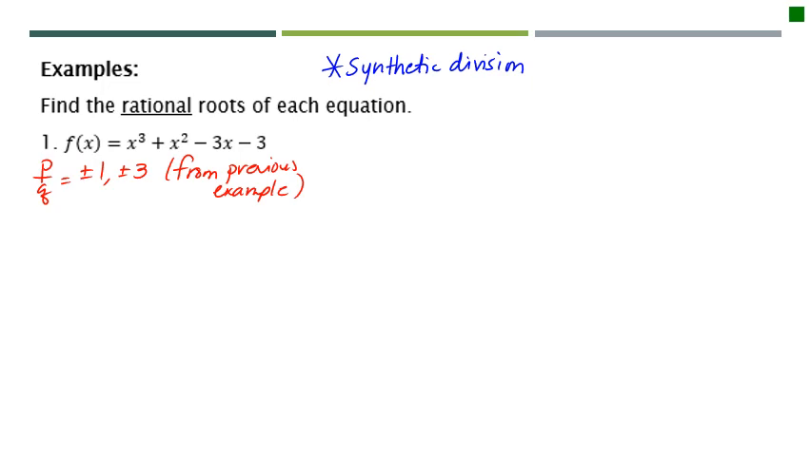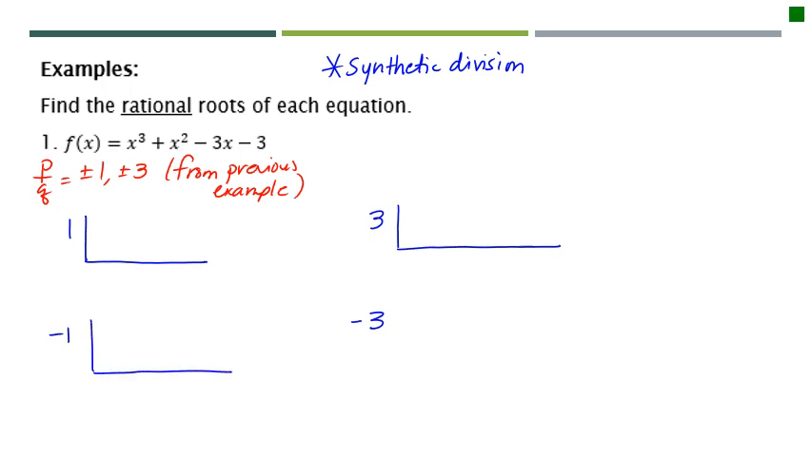I have positive 1, negative 1, +3, and -3. So in order to use synthetic division, I'm going to take these 4 numbers as my possibilities, and those become the numbers that are outside of my synthetic division. I'm going to do this same exact thing 4 times with different numbers. So now I have to get the coefficients from my original problem. So I would have 1, 1, -3, -3. And this is going to be the same for all of them, but I'll do that later.